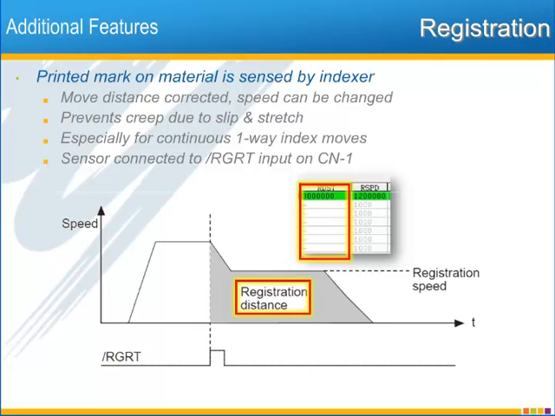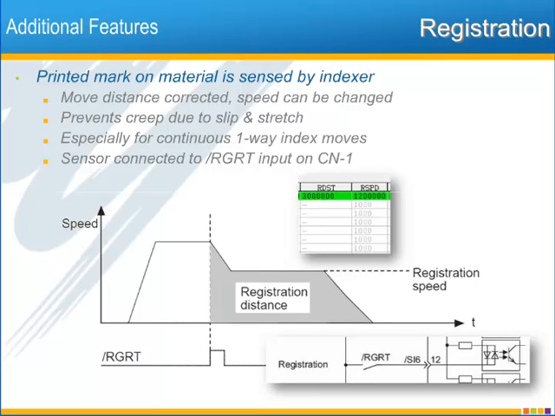Registration ensures that the index move remains synchronized with the material. And this feature is especially important for the feed-to-length type applications where the material or the product is moving forward continuously, because without registration, even the slightest variance in the product will end up accumulating over time. The indexer uses a dedicated high-speed latch input for the sensor called RGRT, located on the CN1 connector of the amplifier, so that the exact position of the mark is captured every time.